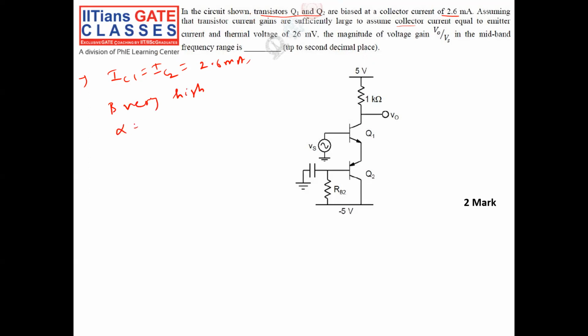So alpha, which is beta by beta plus 1, is nearly equal to 1. So IC is equal to alpha into IE, so approximately IC is equal to IE. Since beta is large, the current IB is very small. So IC is equal to IE. This is also given. And also given, the thermal voltage is 26 millivolt. Then we have to find the magnitude of the voltage gain in the midband frequency range.